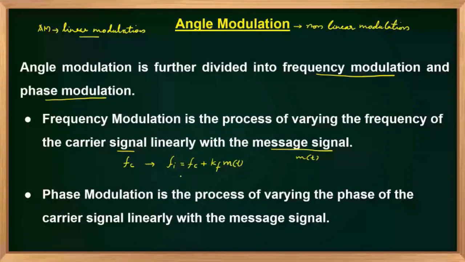That is, frequency is varied in proportion with the amplitude of the message signal, the instantaneous value of the message signal. So m(t) is the magnitude of the message signal at any instant of time t. So kf is called the frequency sensitivity of the modulator, of the FM modulator.